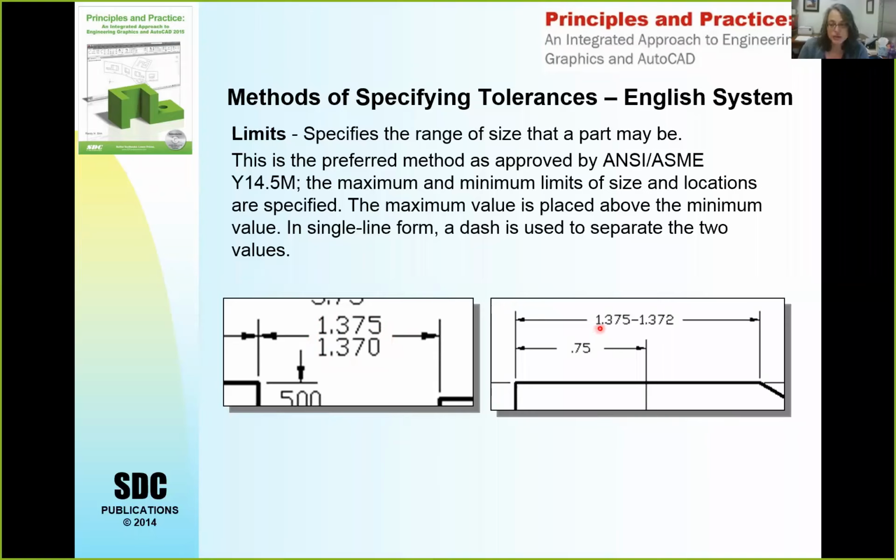We can also put these on a single line, and this says that this dimension can be anywhere between 1.375 and 1.372. So again, the maximum and the minimum. These are both examples of limit style tolerancing. In other words, we have specified the limits of the size that is acceptable for this part. If we use a single line, we want to be sure and put a dash in between the two numbers.